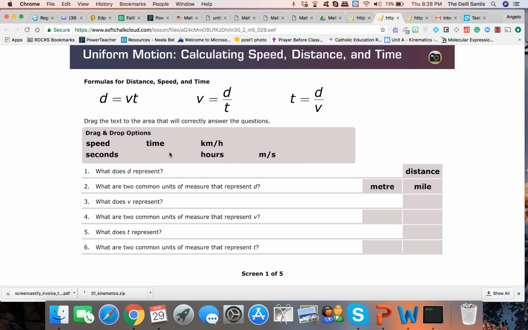What does V represent? Well, that's velocity, or speed in this case. What are two units of measure that represent velocity? Kilometers per hour and miles per second.